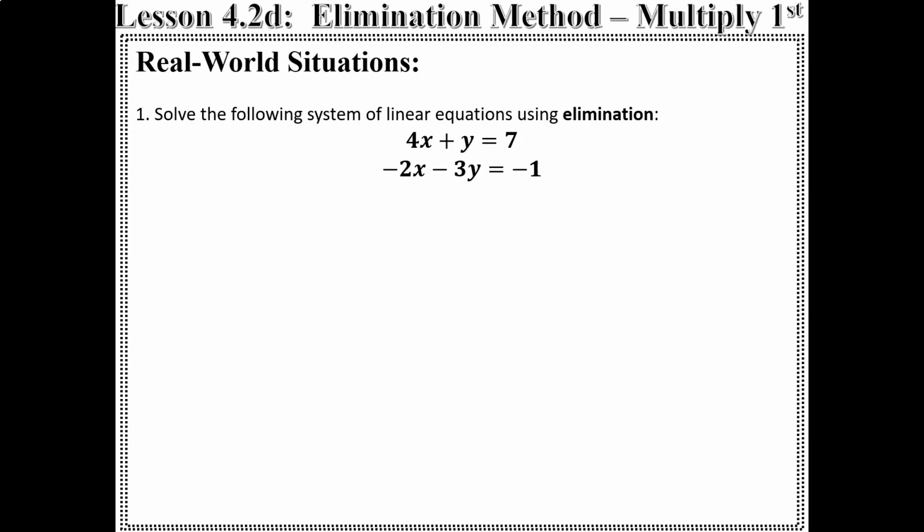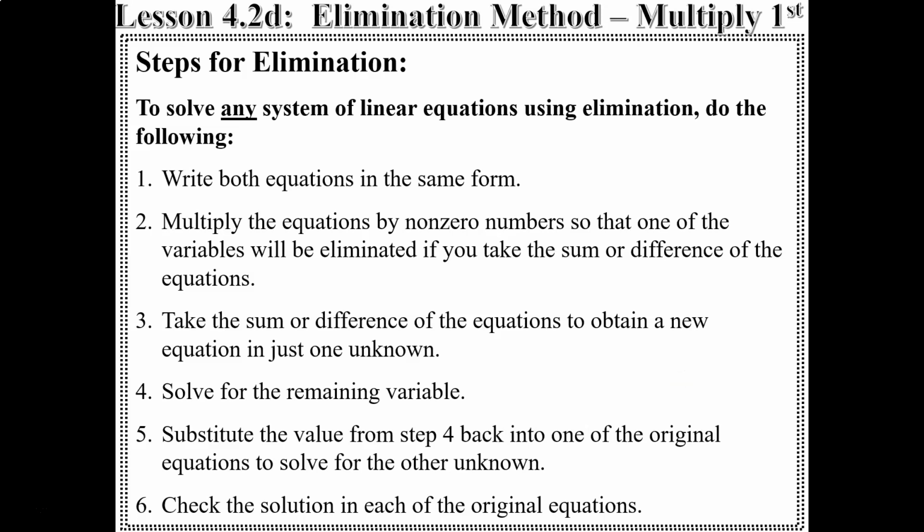So let's skip down to the to-do list. To solve any system of linear equations using elimination, you have to do the following. The first thing is write both the equations in the same form. Then multiply the equations by non-zero numbers so that one of the variables will be eliminated if you take the sum or difference of the equations. There are probably going to be multiple ways that we can do this.